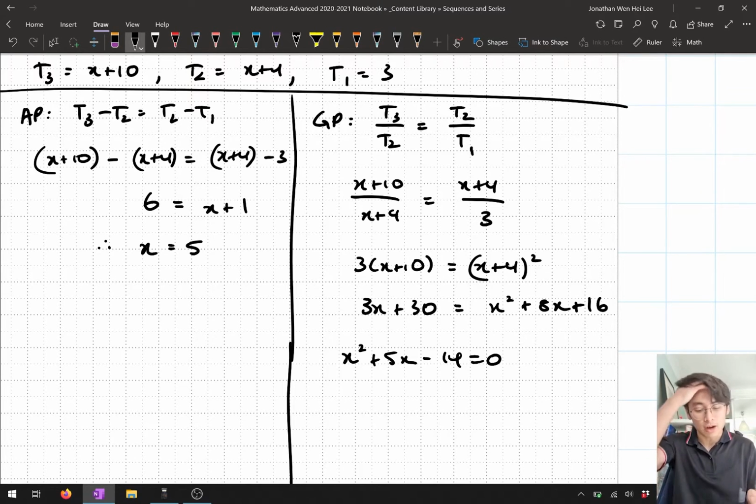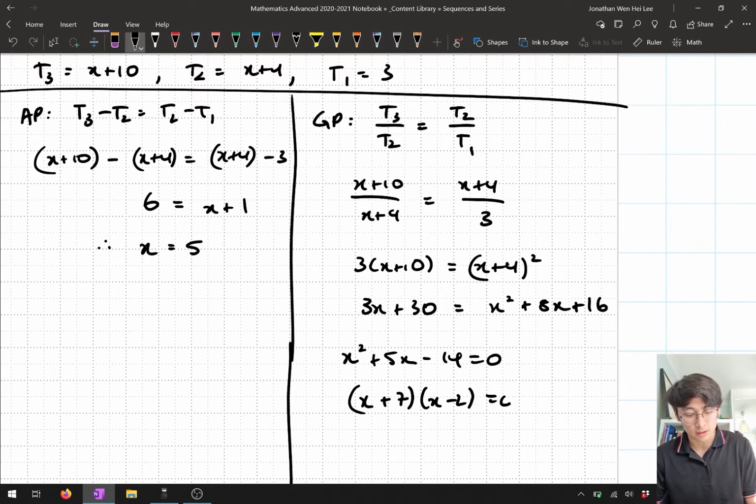And so here I can factorize. I'm looking for two numbers that add to give me 5 and multiply to give me negative 14. And so here my two factors are x plus 7 and x minus 2, equal to 0. So therefore x is equal to negative 7 or 2.